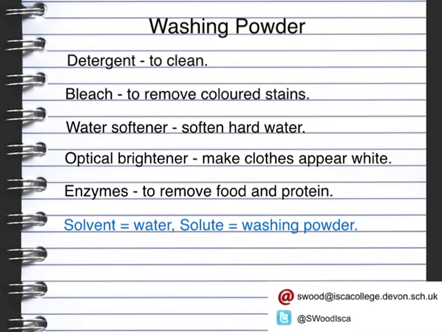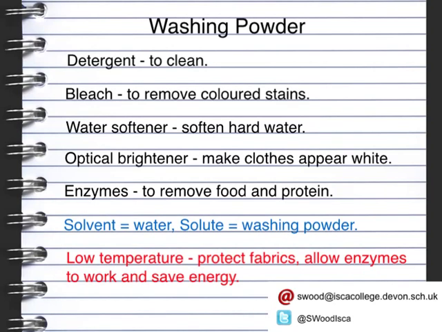Now in order to do washing you normally use a low temperature. The low temperature allows you to protect delicate fabrics that could shrink if you used hot water. It also stops dyes from running. The low temperatures also allow the enzymes to work so that you don't denature those enzymes, and then it also allows you to save money on your electricity and energy bills.